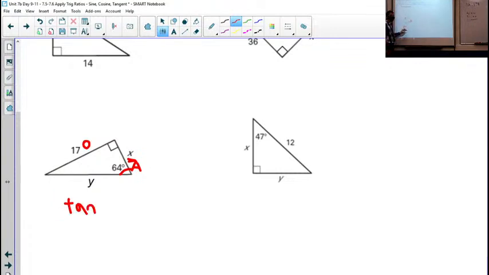Tangent of my angle, which is 64, equals opposite over adjacent. Our opposite here is 17. Adjacent here is x. So remember, for a tangent, opposite has to go on top, adjacent has to go on the bottom. Otherwise, it's not tangent.